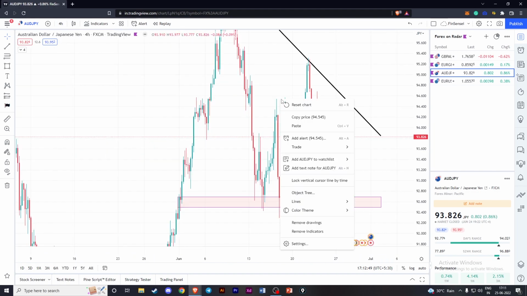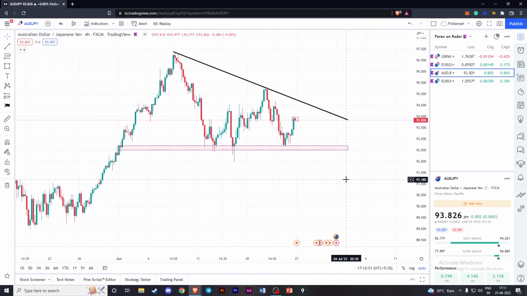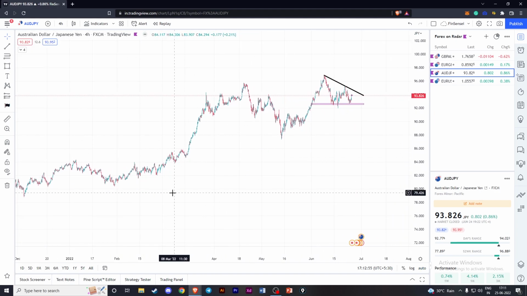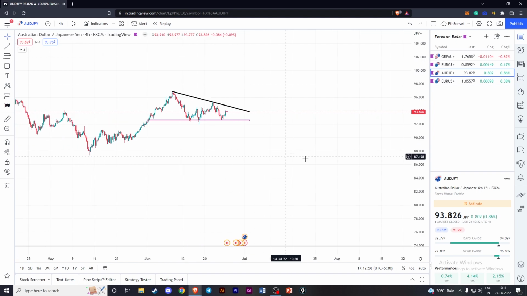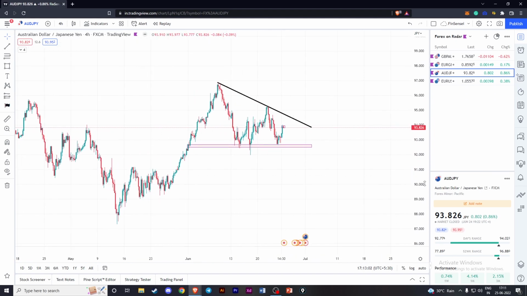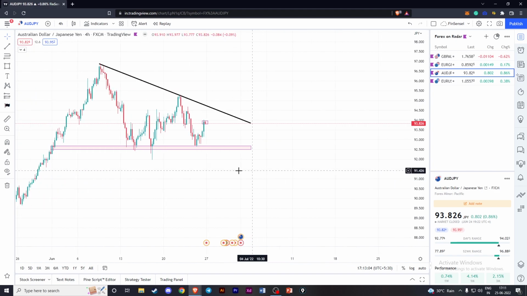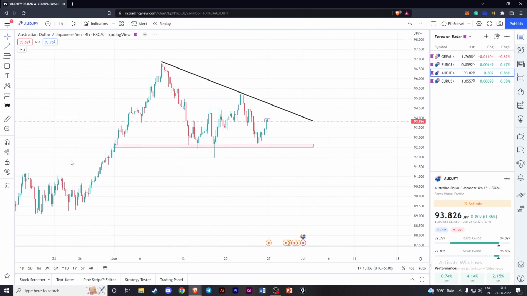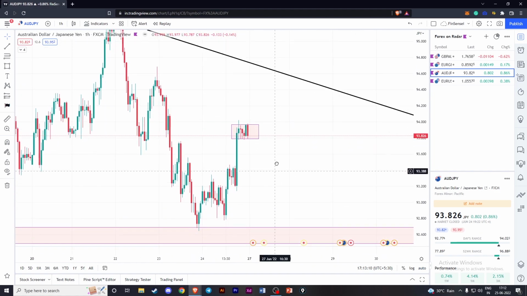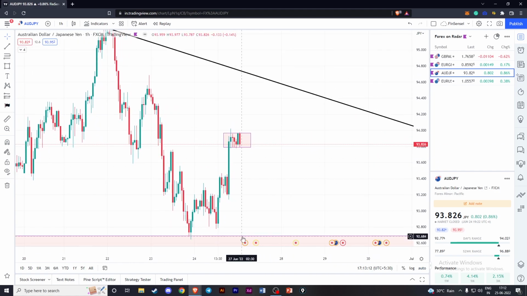If we check this pair out in the 4 hour time frame, we can see that after a strong bullish momentum, the pair is now forming a declining triangle pattern. Now if we switch back to the 1 hour time frame, we can see that the price is currently trading in between the support zone and our supposed trend line.